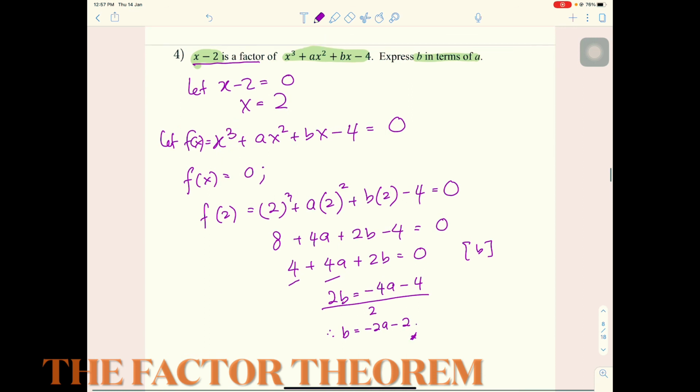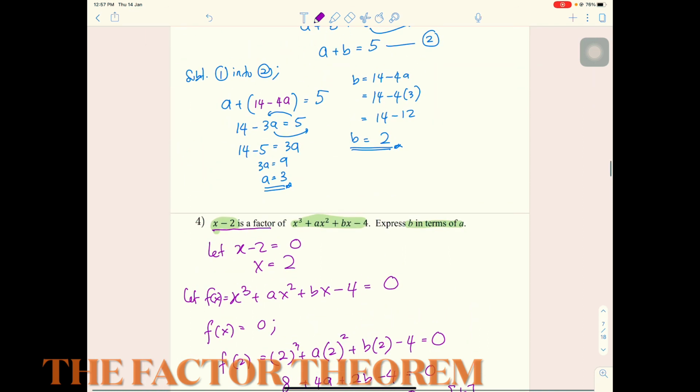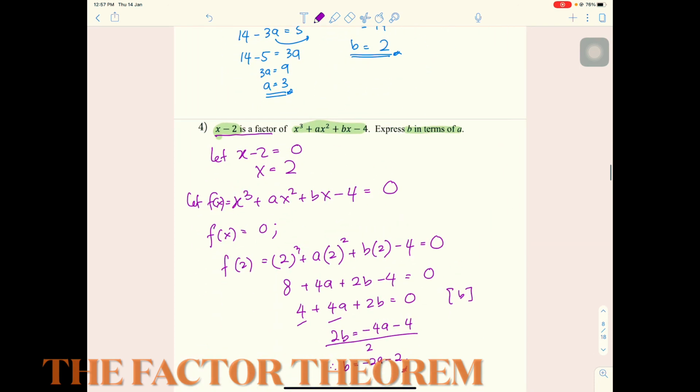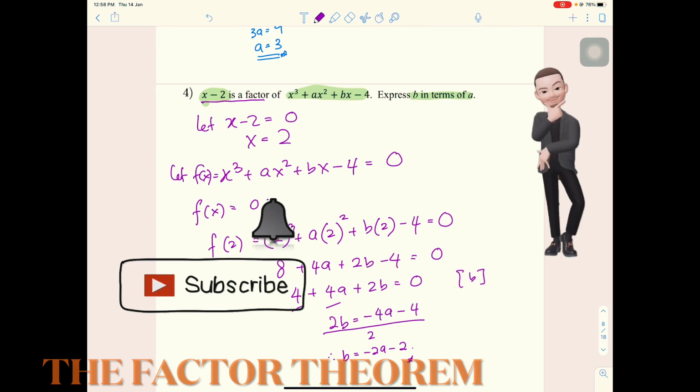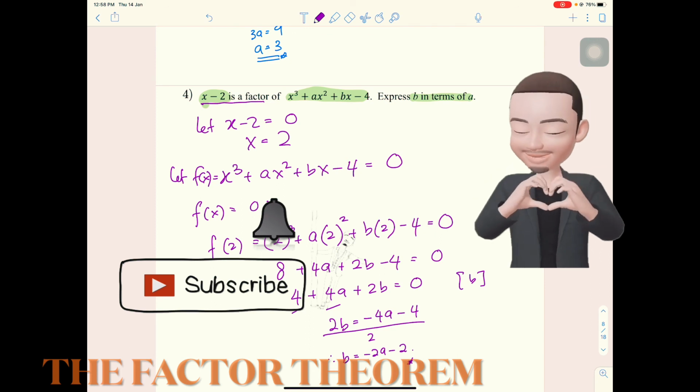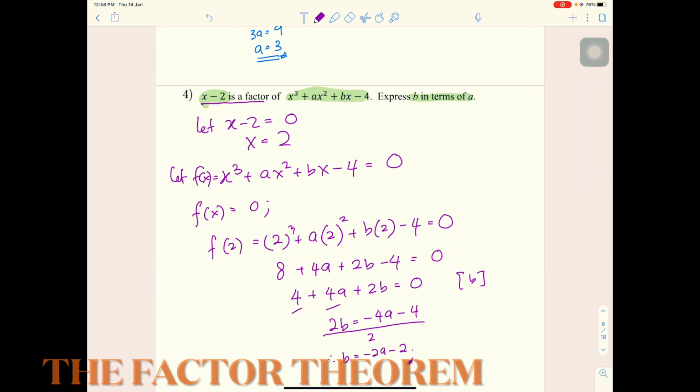So I hope you can understand what the factor theorem is, and you can use this video as your revision to revise any example. I hope you can understand. Okay, until now, thank you.